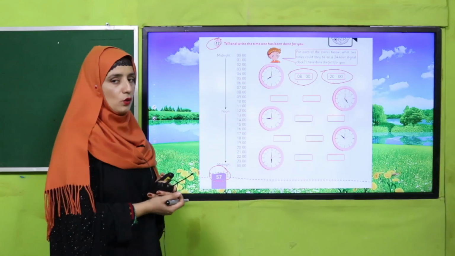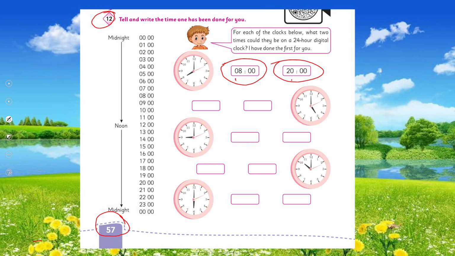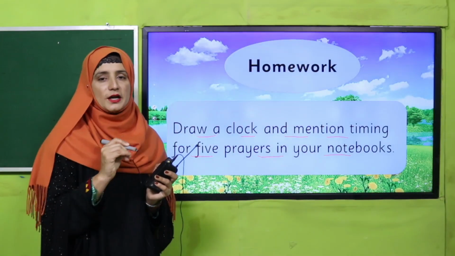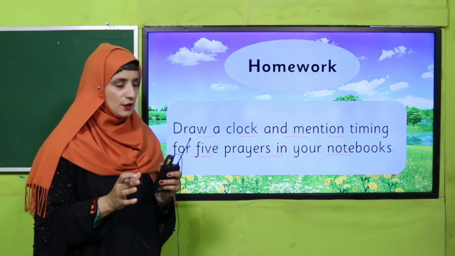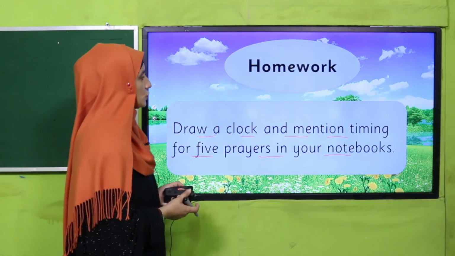Good job. I hope you have done it. This was the same way, and you have to find it there. Got it? Good job. So what's your homework for today? You have to draw a clock and mention the timing of 5 prayers in your notebook. Draw a clock in your notebook and write your 5 prayer timings. We offer prayer 5 times a day, so you will mention that timing on your clock. Okay, this is your homework.